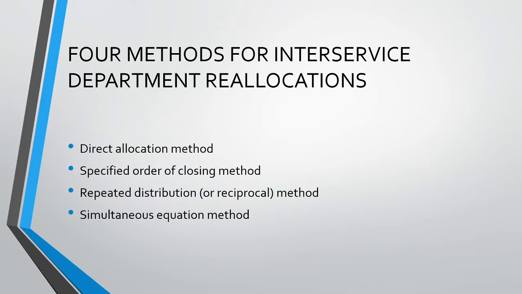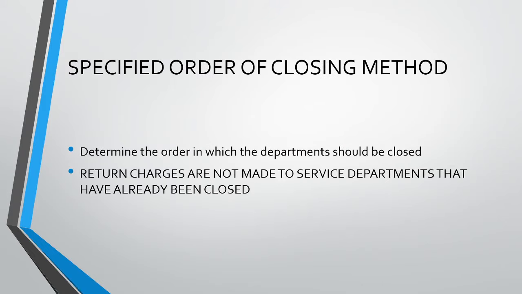Remember that there are 4 methods of reallocating our service departments to our production departments. In our previous video, we looked at the direct allocation method. In this video, we'll be focusing on the specified order of closing method. With the specified order of closing method, the first thing we need to do is determine the order in which the departments should be closed.